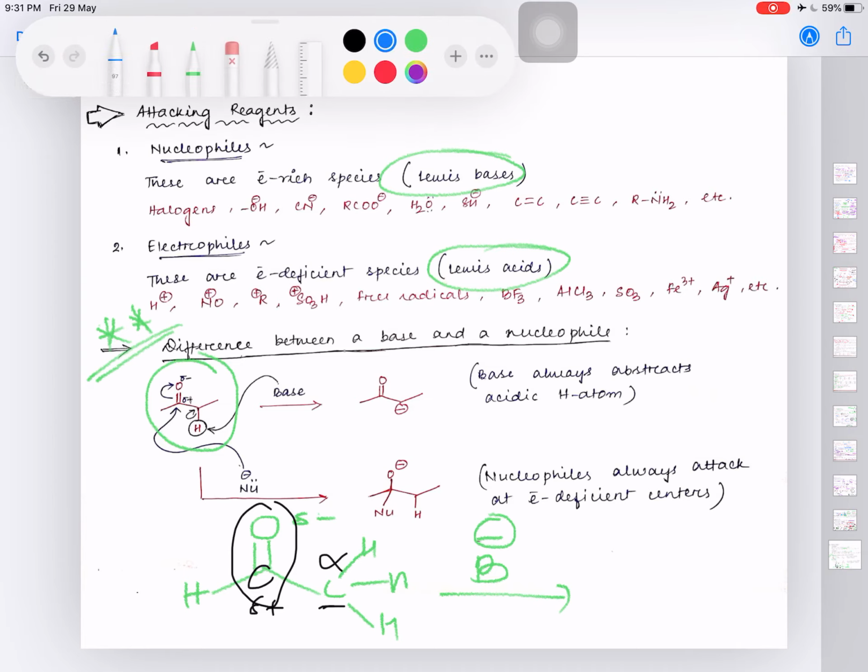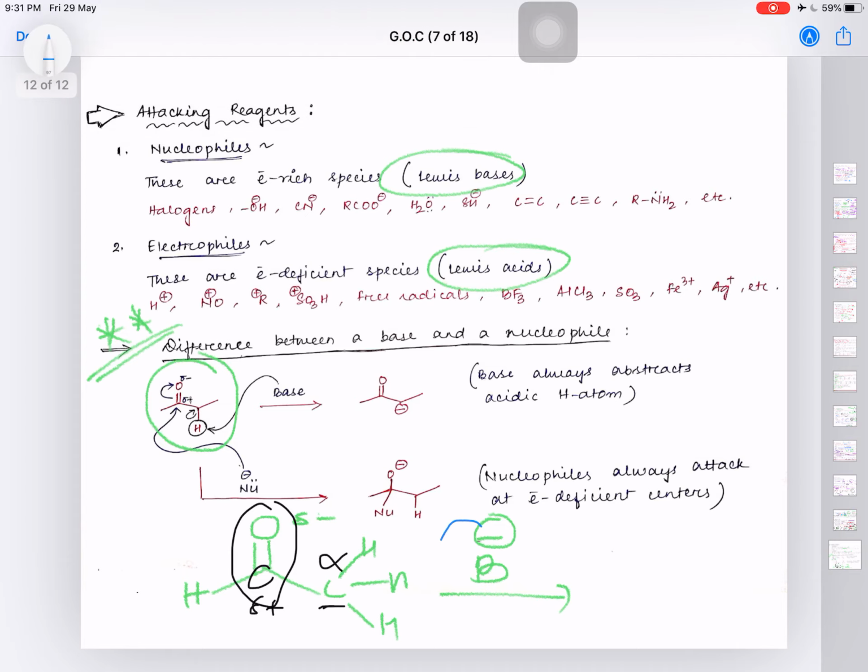So this base will take one of these acidic hydrogens and give its electrons to this carbon, so you will get this product. The product will be CH2 with a minus charge.